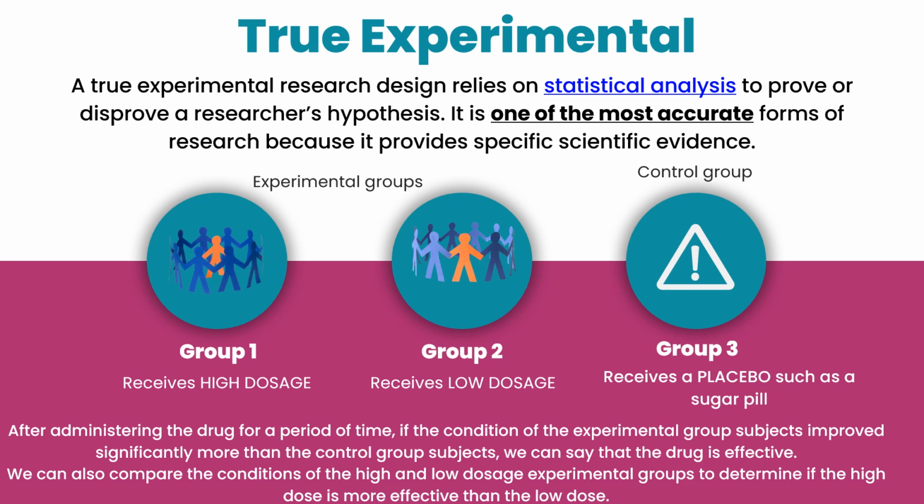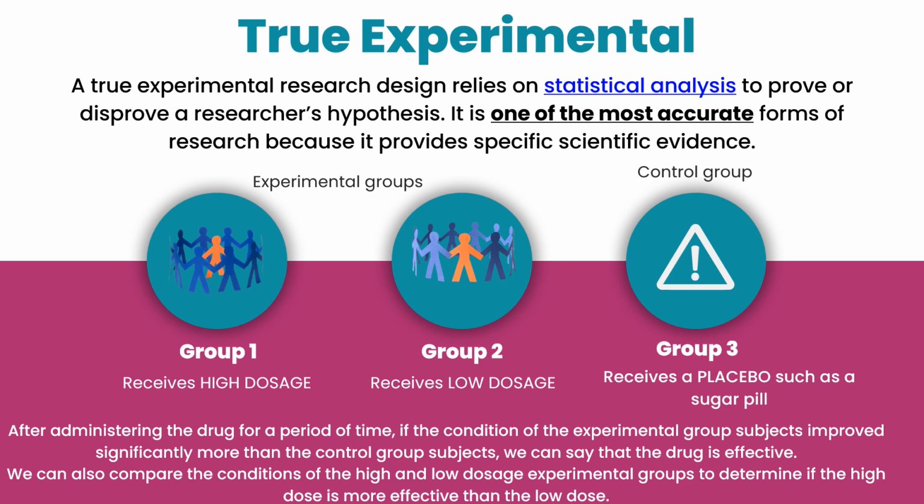So in a true experiment, a researcher must satisfy three factors. Number one, there is a control group that is not subjected to changes, and an experimental group that will experience change variables. So you have to have at least one experimental group and a control group for a true experimental.